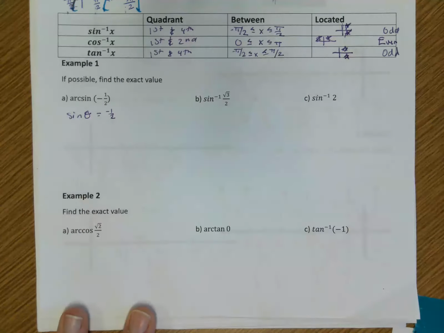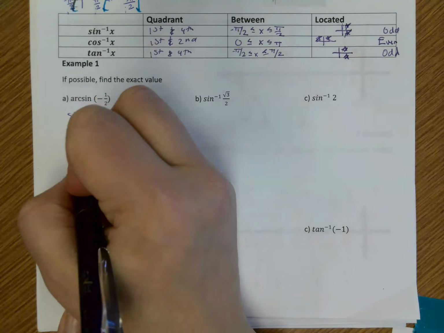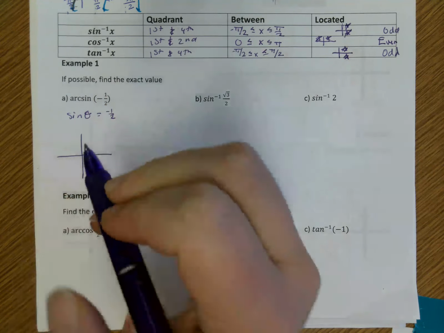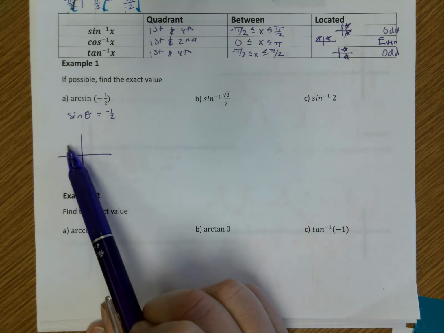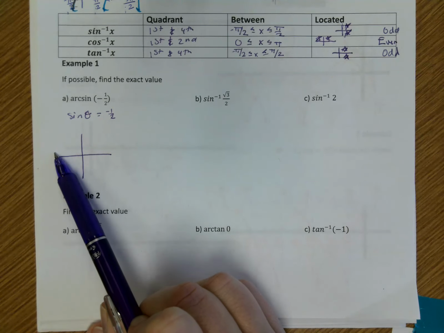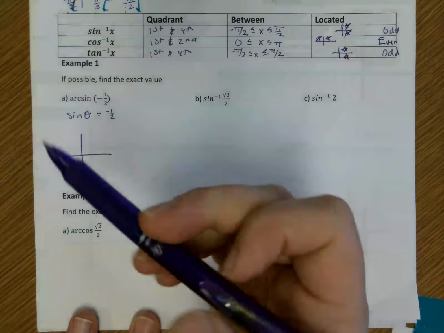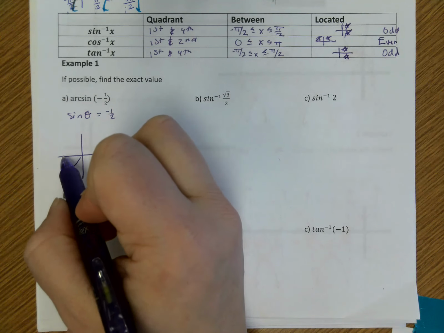So I'm looking for that right there. If I'm going to be drawing this, sine is negative. And since we know sine is negative, it's going to be all sad. So we know sine is positive in these two, and sine is negative in these two. If I wanted to, I could draw out my two triangles.